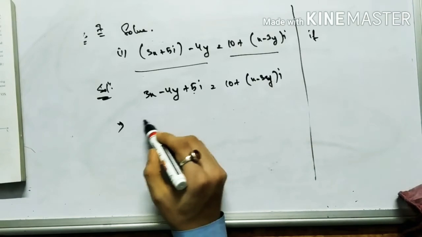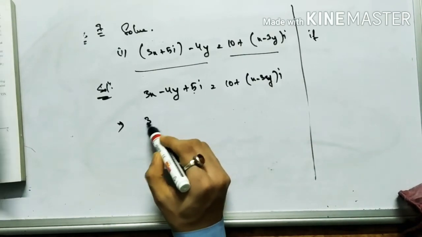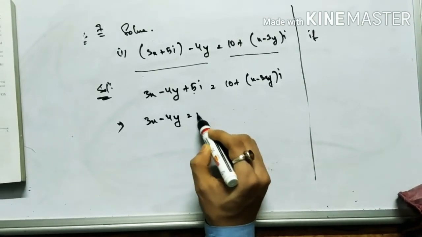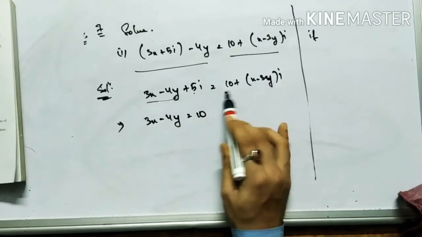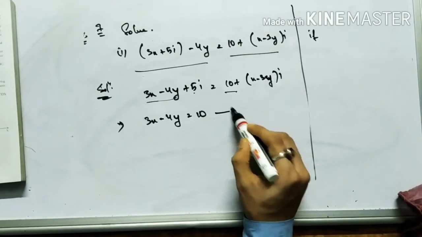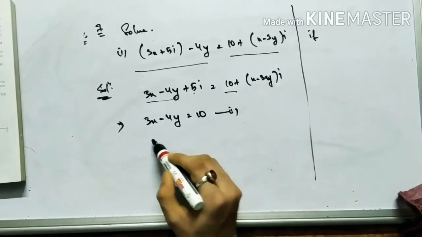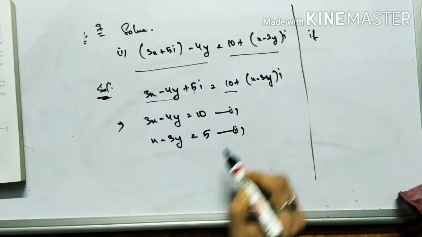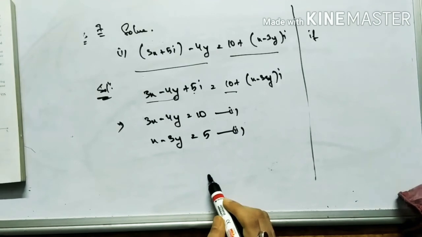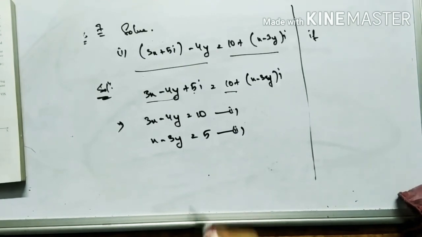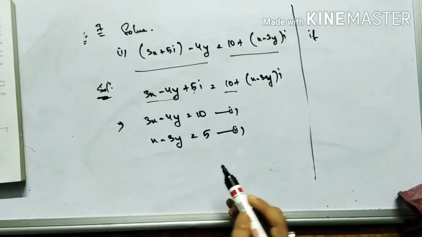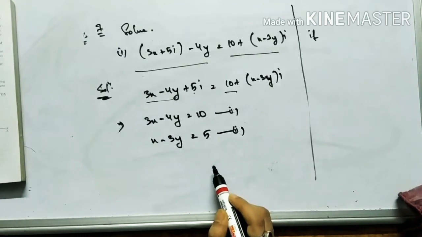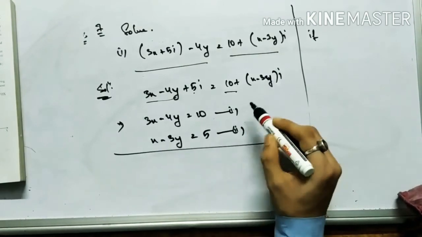So this one: 3x minus 4y is equals to 10, this is our equation 1, and next it is x minus 3y is equals to 5, and this is equation 2. Now I will use elimination method.